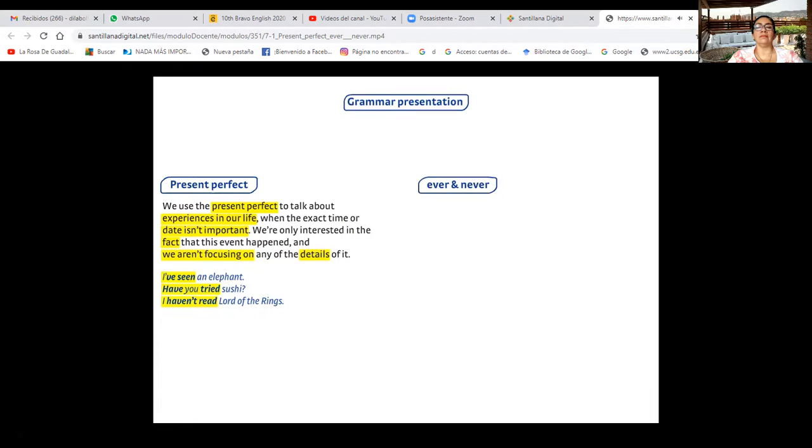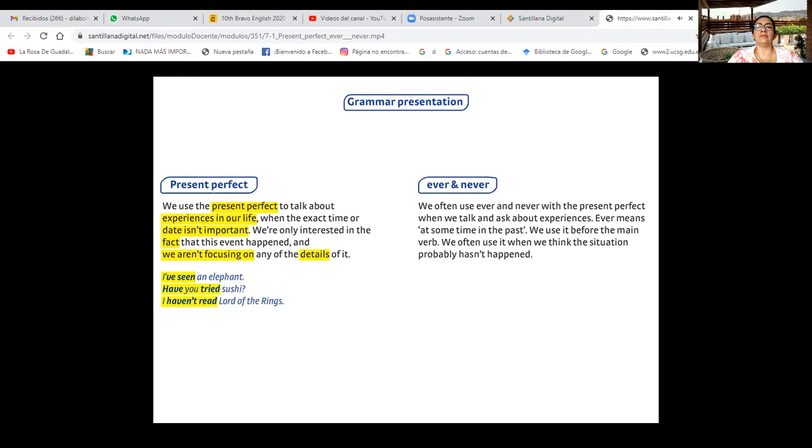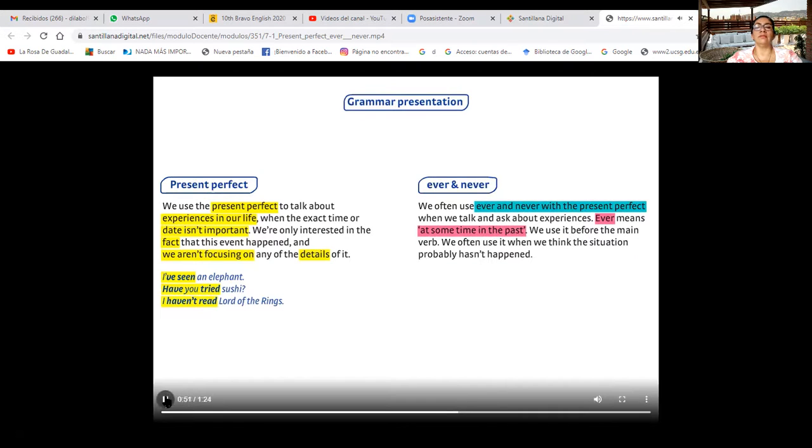Ever and never. We often use ever and never with the present perfect when we talk and ask about experiences. Ever means at some time in the past. We use it before the main verb. We often use it when we think the situation probably hasn't happened. Remember, specifically ever in this case refers to at some time in the past, and obviously we use it before the principal verb. Specifically, I prefer to use that in the question form.